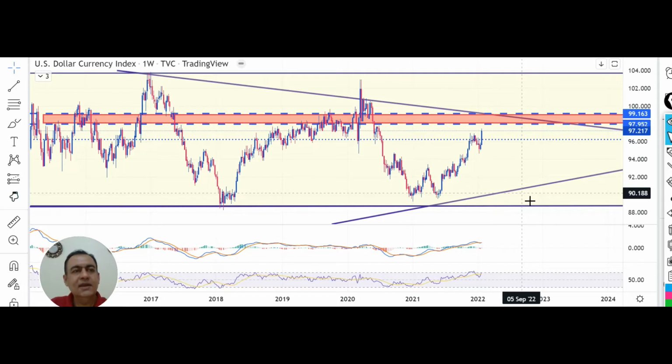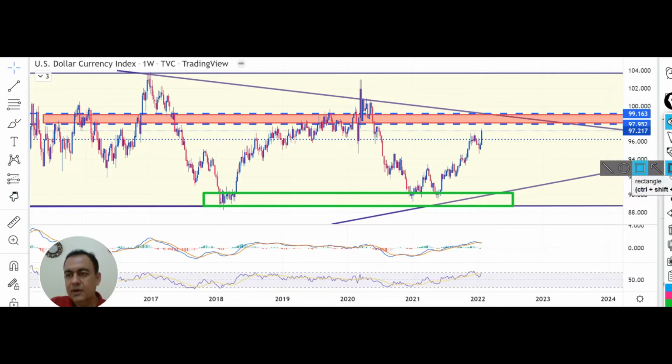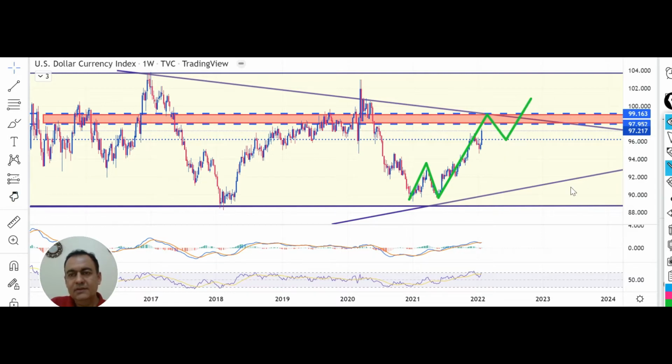To begin with, we are on the DXY weekly chart. It's already on a bullish run, and it started from this area, this bottom, from which the bullish run started. And we are expecting something like this: first wave, second, third, fourth may come down till here or here. This is the count number one.